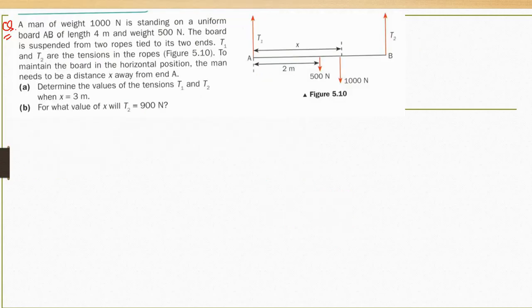So please solve this problem and let me know in the next video how many of them you got correct. In the next video I'll discuss this problem and the next one.